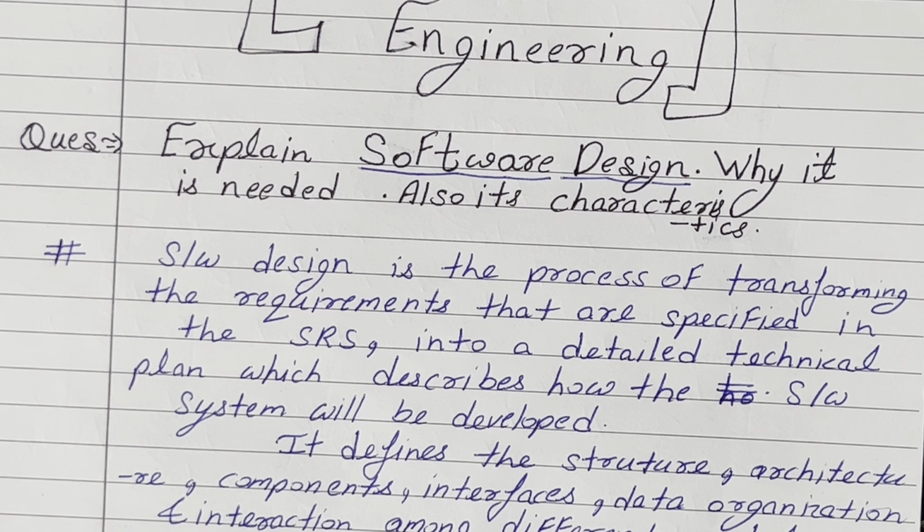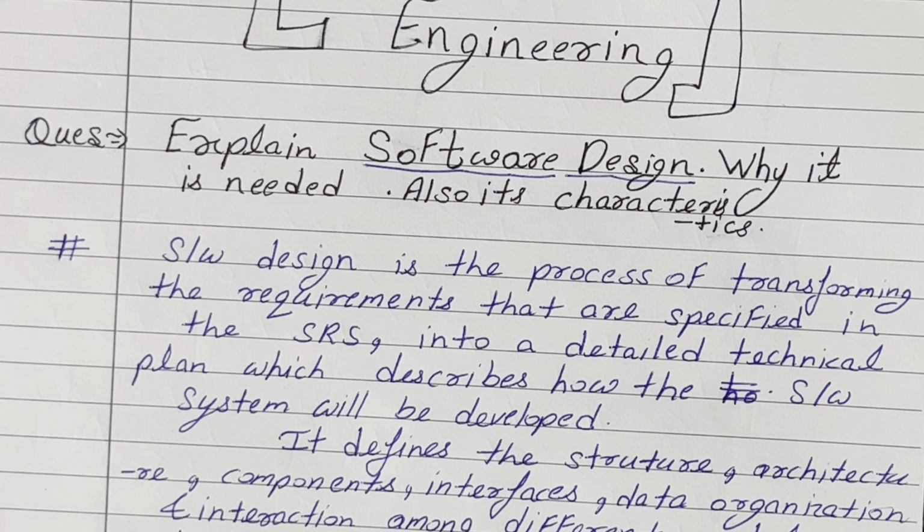And we can say, in other words, software design is the activity of creating a blueprint for the software before writing the actual program code, and it provides the detailed guidance regarding the organization of the system, the responsibility of each module, and the communication between different components, and the storage of data, and the overall behavior of the software.